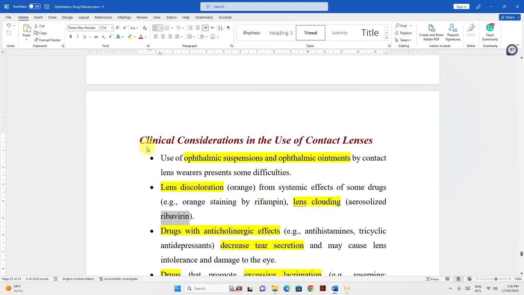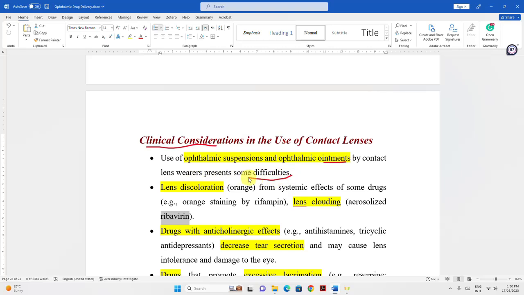Now, what are the clinical considerations? Meaning what can happen, what you should warn the patient about or anticipate if there is any problem. One thing: can you apply ophthalmic suspension or ointments while wearing contact lenses?